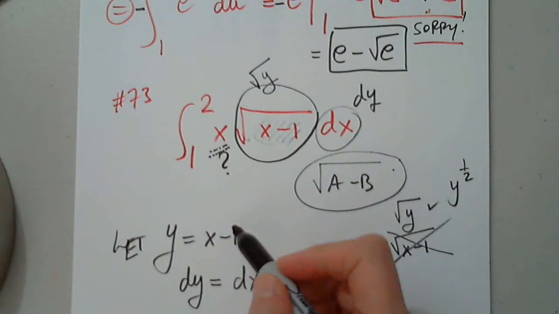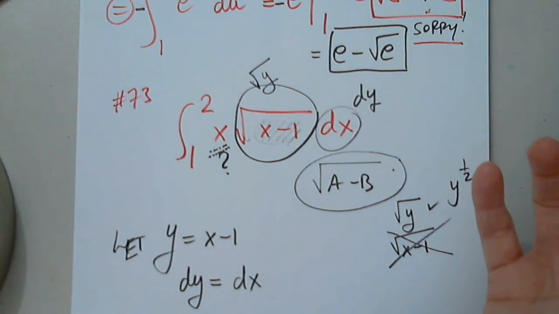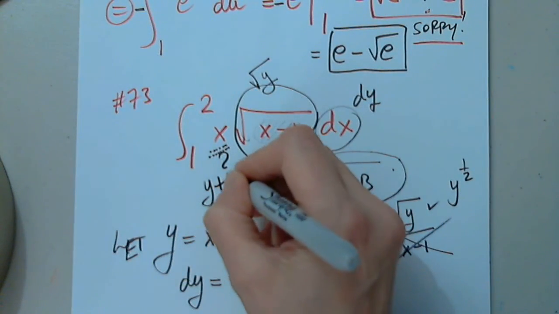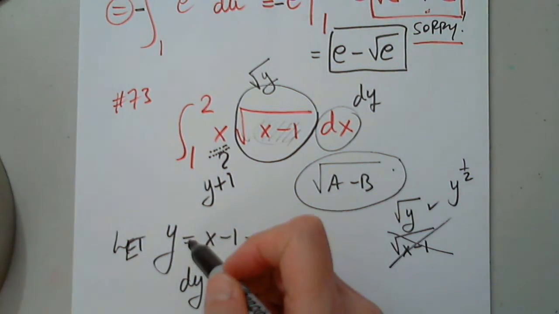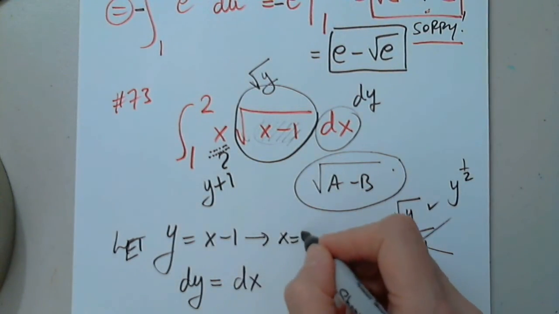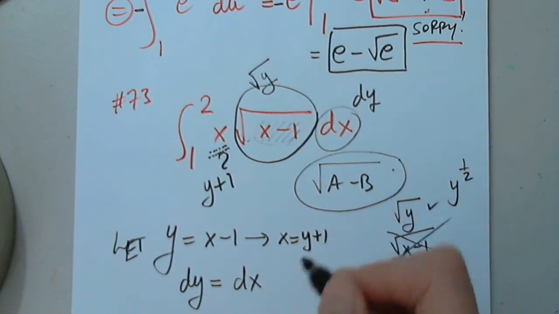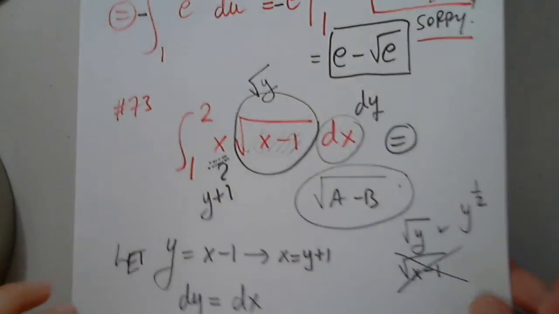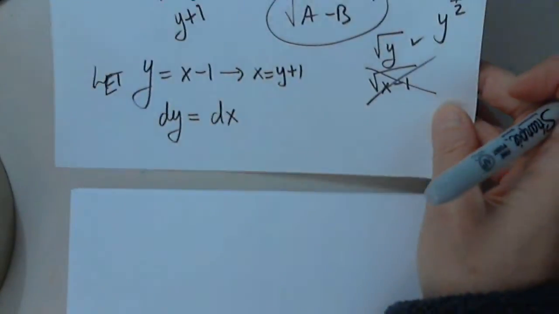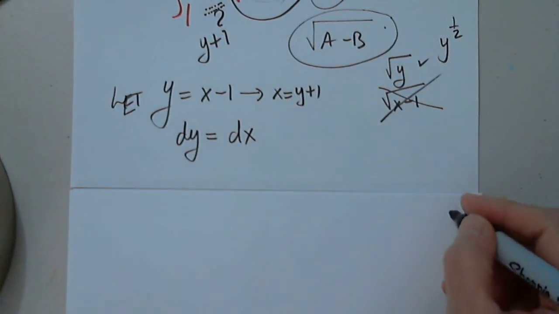Would it be x equals y plus 1? That's it. This becomes y plus 1. Exactly, by solving this equation for x. So x equals y plus 1 from here. Awesome. Brilliant. Thank you. So now I am free to move completely from x to y.